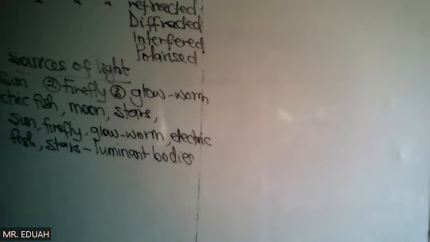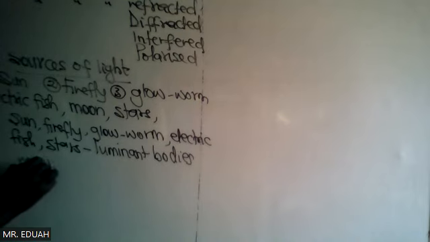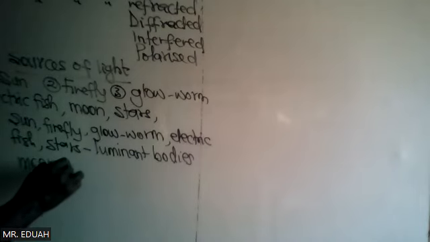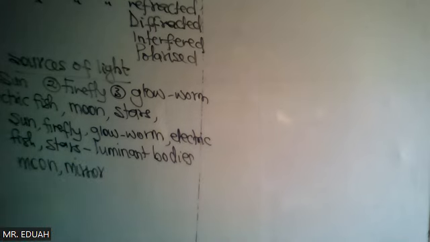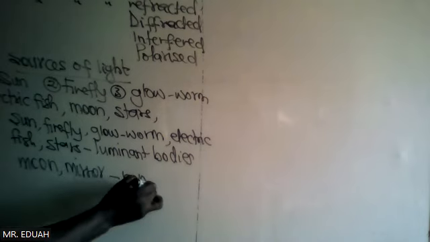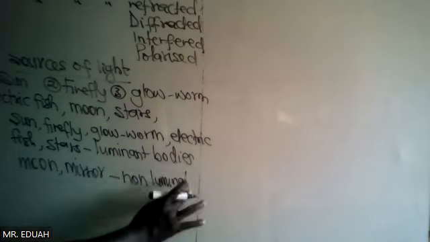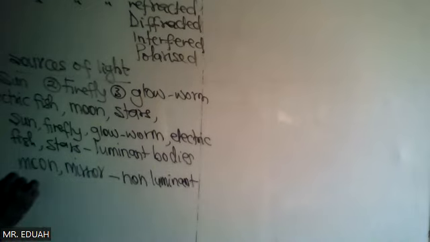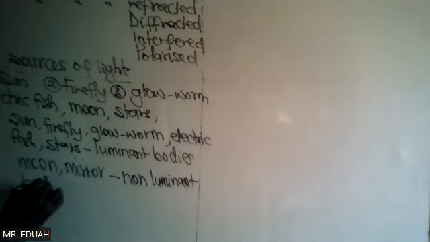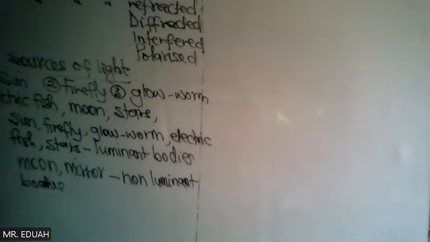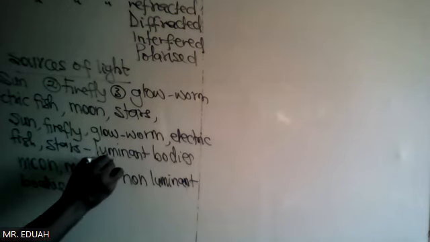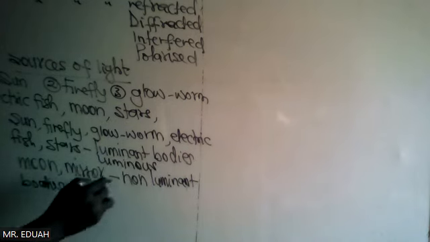So luminous bodies actually produce light by themselves, and non-luminous bodies actually reflect light from a source. A typical example is the moon. Sometimes a mirror also reflects light from a source. And these are non-luminous. Sometimes we say they are either luminous or non-luminous.